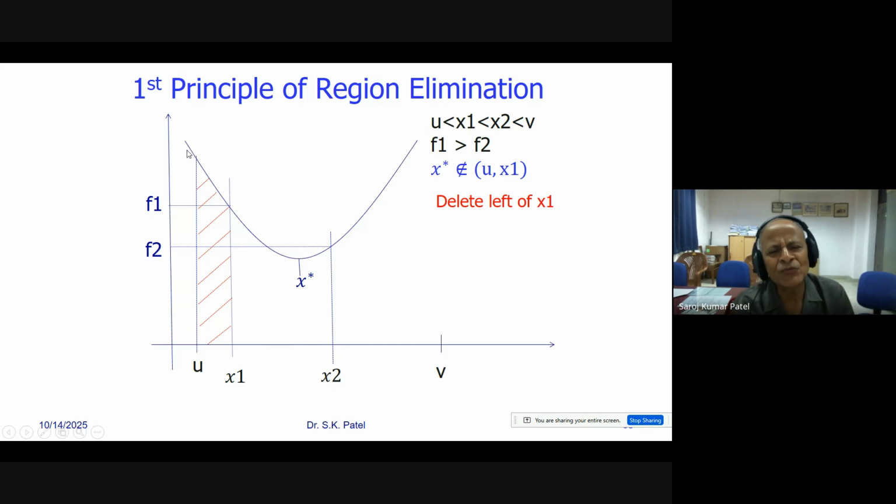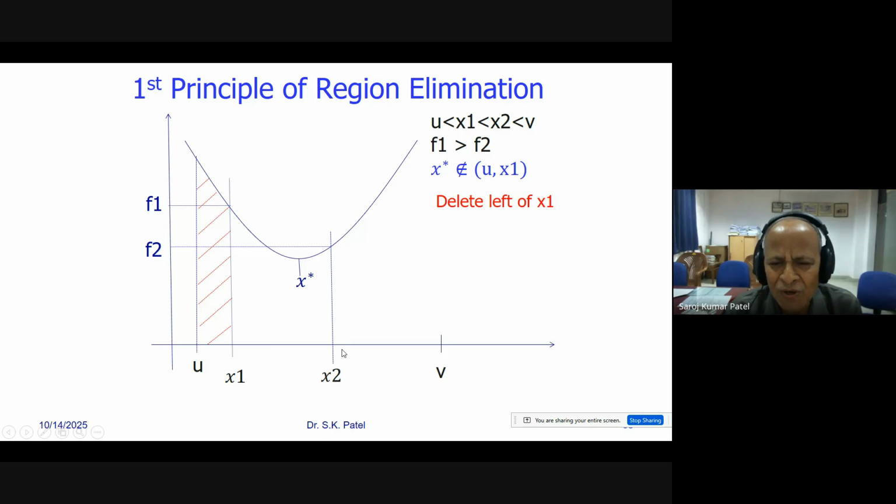But our objective is to find out the minimum value. So that's why we can say with 100% confidence that if you proceed further, we will not get the minimum value because the f value has started increasing. So confidently we can eliminate this region. Am I clear? I repeat, take any two intermediate points in the search interval u to v.